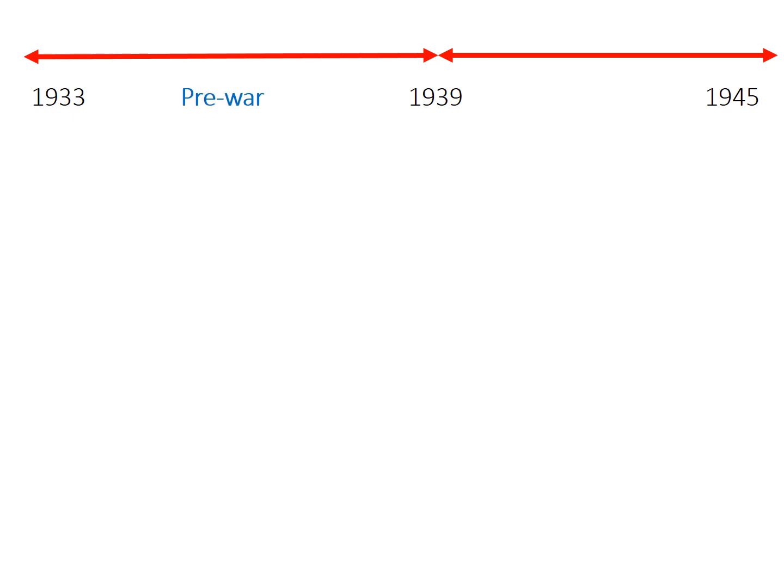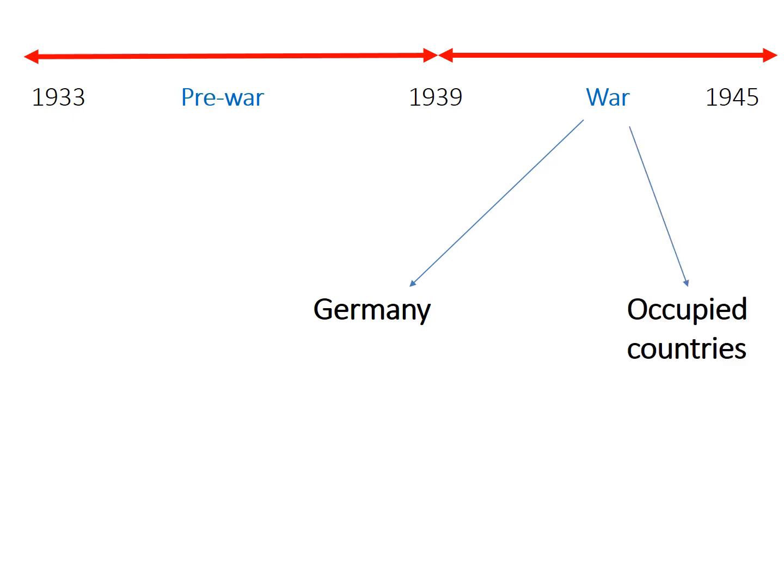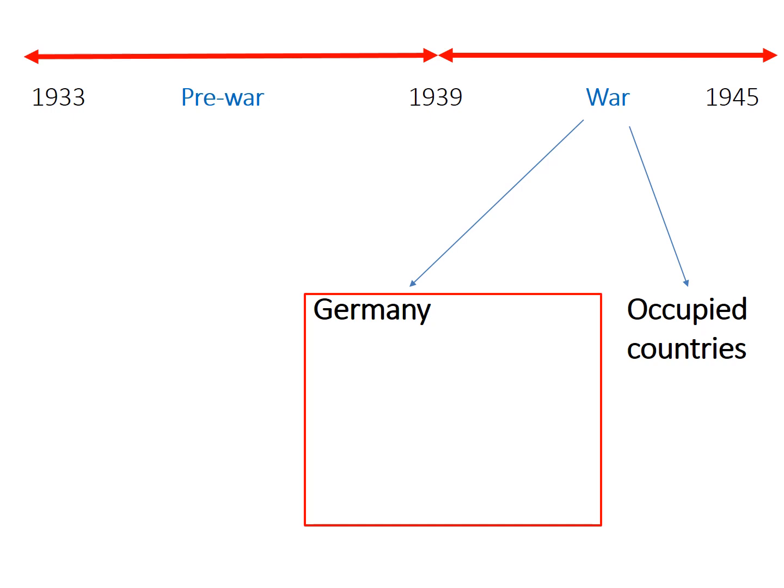In this set of videos, we're looking at what was happening during the war years, 1939 to 1945. And when you think of the impact of the Nazis during these war years, we need to look at two separate things. The impact on the German people, and then the impact on the people who lived in the occupied countries. In this set of videos, we're focusing on Germany exclusively.